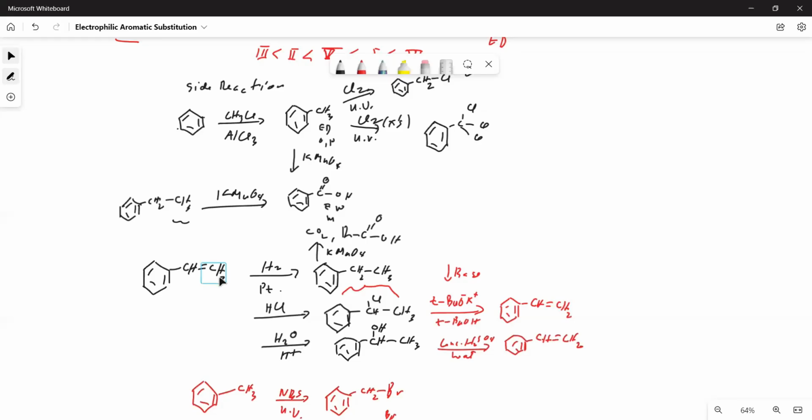You can even do the hydration process in the presence of sulfuric acid catalyst. So this one again follows Markovnikov's rule. So you have the alcohol product.